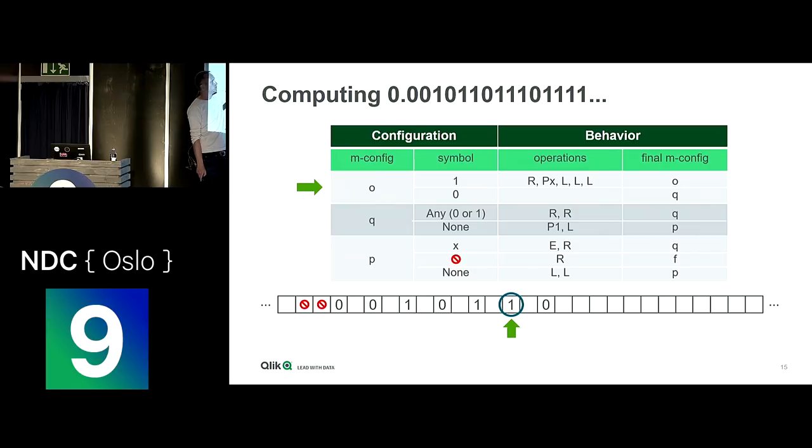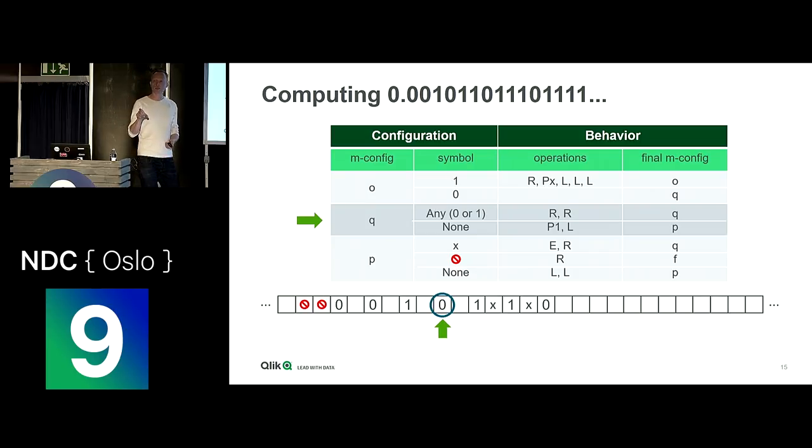There's a one here, so we go to the right, print an X, and then move three to the left. We go back to O and do the same thing here. There's a one there, so we move to the right, print an X, and move three to the left. And now there's a zero there instead, so we go to Q. So what has happened here is that the machine has tagged the last sequence of ones with an X after it. And we'll see how we use that later on.